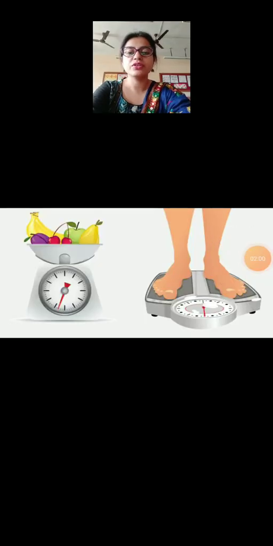As I told you children, we can measure our body weight and the weight of other items. So you can see in this picture on the right side a person is standing on the scale and trying to measure his or her body weight. Towards the left in the picture you can see that a scale is used to measure the weight of various fruits.